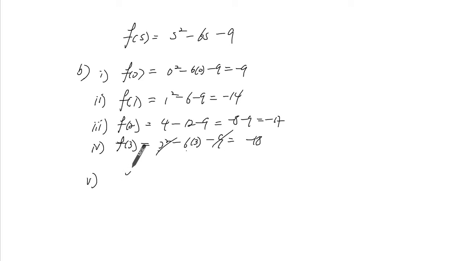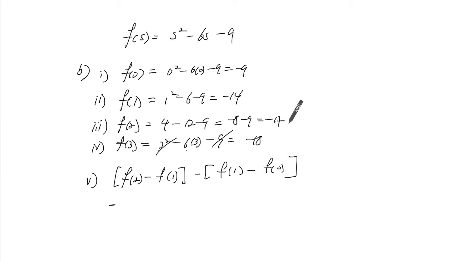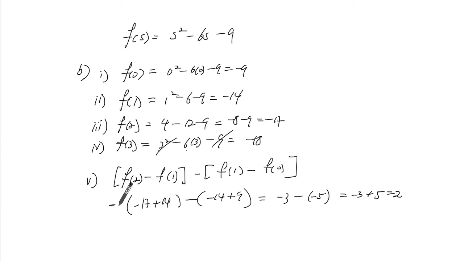Okay, for part B, we have to find f at 2 minus f at 1, and then f at 1 minus f at 0. We have all of those values here already. So this minus this, and this minus this. Note that here we get a minus 3, and then subtracting this, minus 5, becomes addition of 5. So we get positive 2.